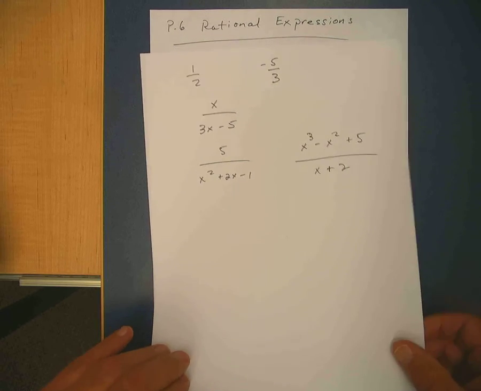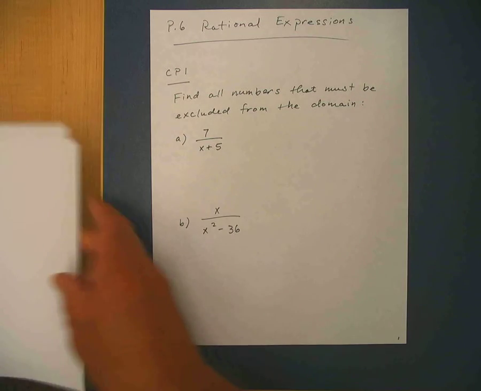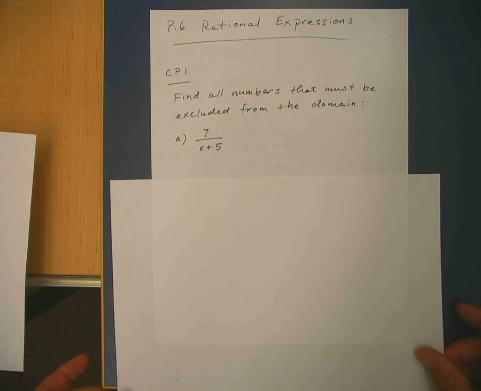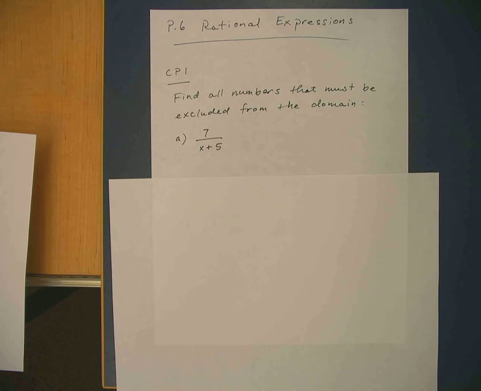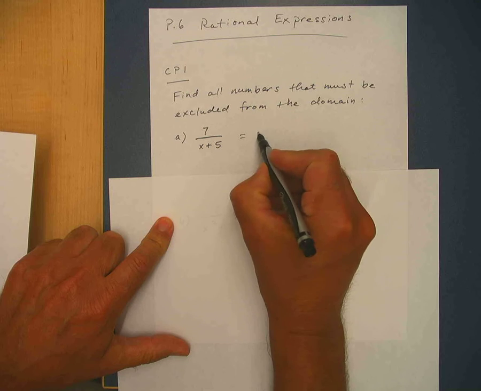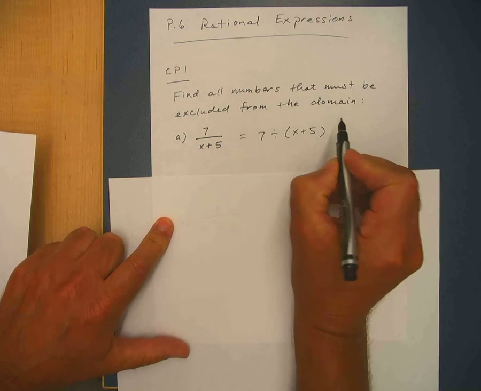I'd like to look at checkpoint 2. It's the first thing we're going to start with, and that is finding numbers for which rational expressions are not defined. And with rational expressions, the only thing you really need to worry about is the denominator. Remember, this fraction bar also means divide. So we could write this as 7 divided by x plus 5. It would mean the same thing.